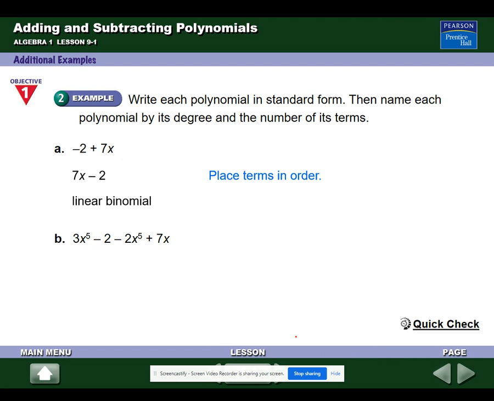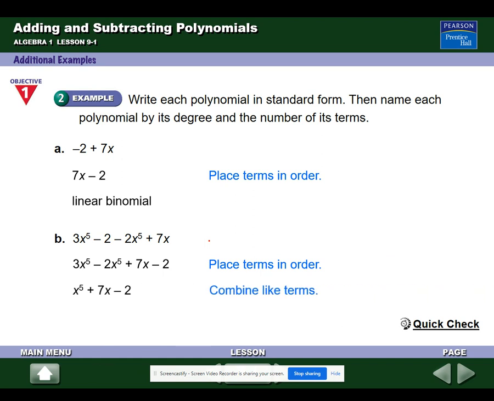Linear binomial. This next one has two like terms, 3x to the fifth minus 2x to the fifth. Those are like terms, things that you can combine. You should do that before you attempt to classify it by its degree or its number of terms. So 3x to the fifth minus 2x to the fifth would just be x to the fifth. The next term should be the 7x. The next term should be the -2.